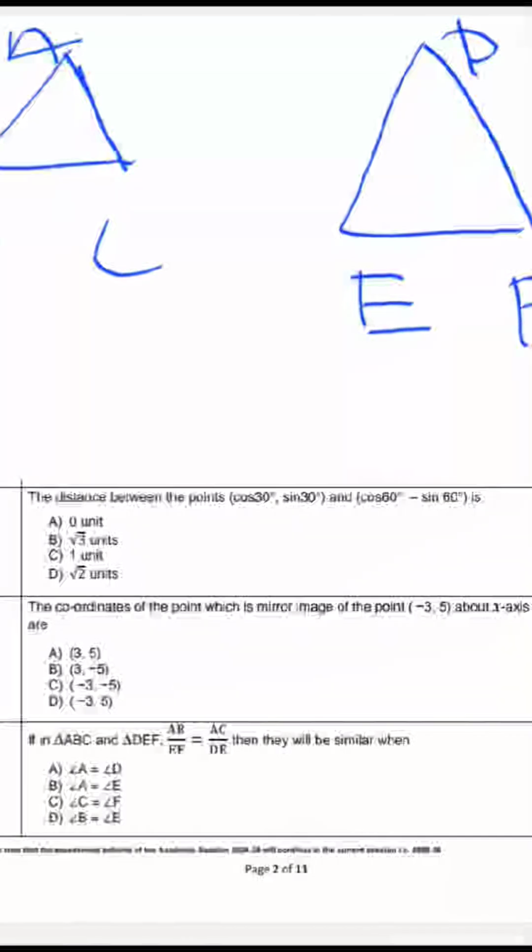DEF. AB ratio EF. AB where the side? AB is this side, and the EF is this side. Okay.